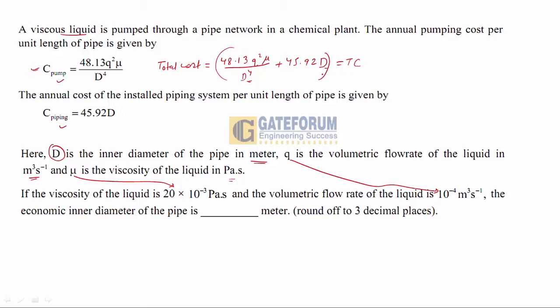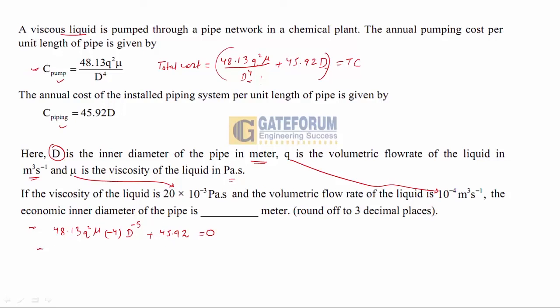Okay, so differentiating this, I'm writing here, what we'll get? 48.13 Q square mu. Here it is D to the power minus 4, because D to the power 4 is in the denominator. So differentiation will be minus 4 D to the power minus 4 minus 1, which will be minus 5, plus 45.92, differentiation of D will be 1. So this is our differentiation of the total cost. So for minimization of this function, the first differentiation should be 0. Correct?